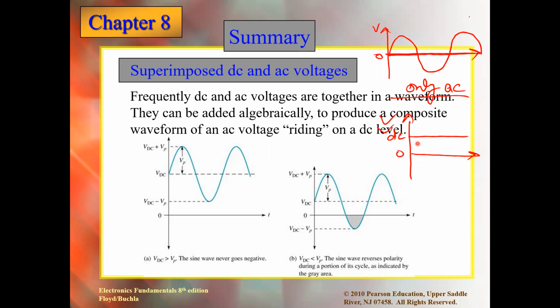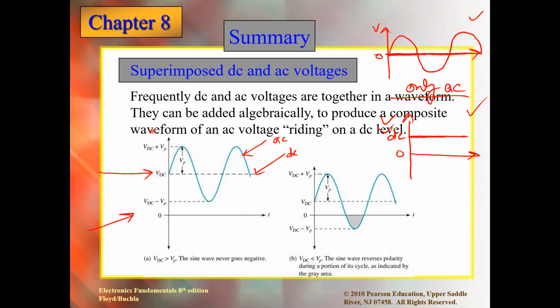But when this one and this one are both present in a circuit, what will happen? The AC signal will ride on the DC. It will not be riding on this 0 anymore. It will be riding on the DC. So you will be having something like that. This is AC, right? And this is DC. So now AC is riding over the DC. It is not swinging around the 0 axis. It is now shifted to the DC level. So this is your DC voltage.